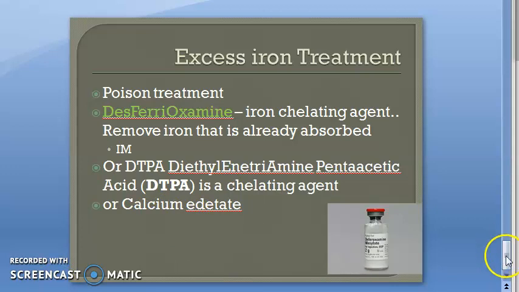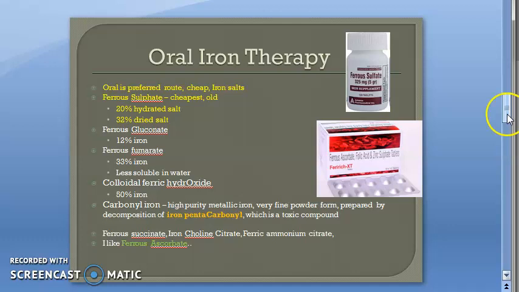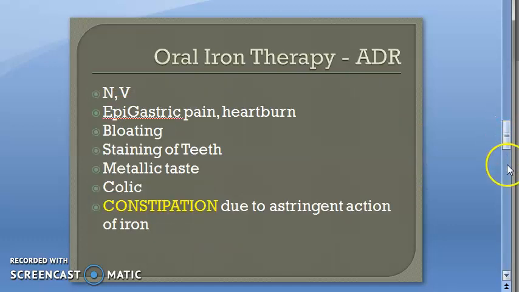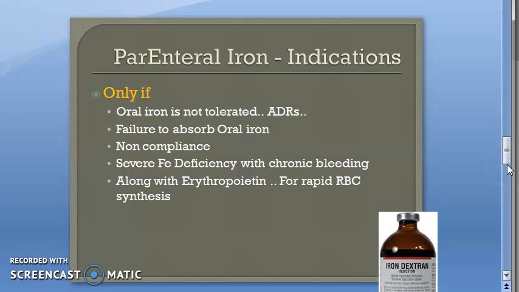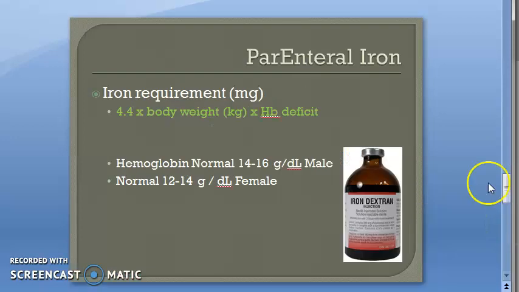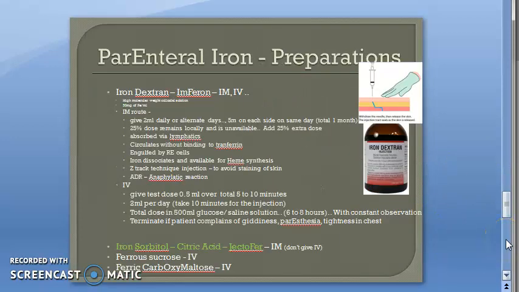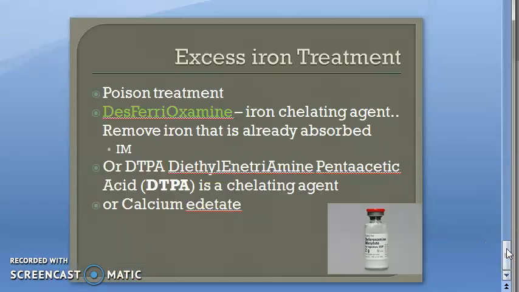So I think we can close this video, right? What have we looked at in the entire video? We saw the oral iron therapy. We saw the adverse effects of oral iron therapy, parenteral iron indications. Okay, then we saw the formula. Then we saw the preparations. Then we saw what to do if excess iron is taken. Okay. Desferrioxamine.